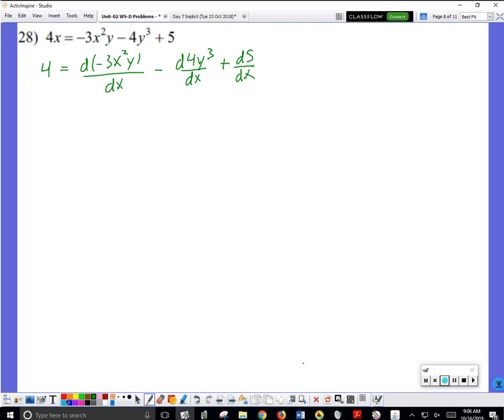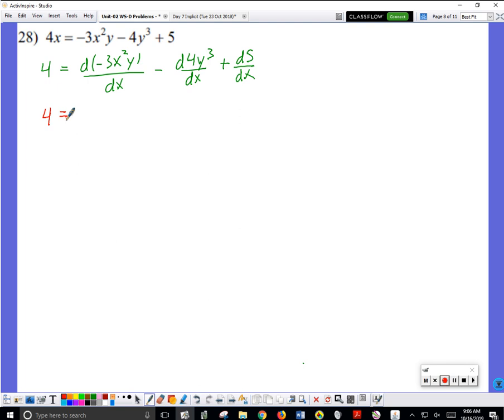Okay, so left side is 4. Look closely here and just ask me if you need me to say it differently. There's a negative 3 multiplying constant. And there's an x squared, then there's a y. So I could use the multiplying constant rule first, then the product rule. You need me to repeat that?